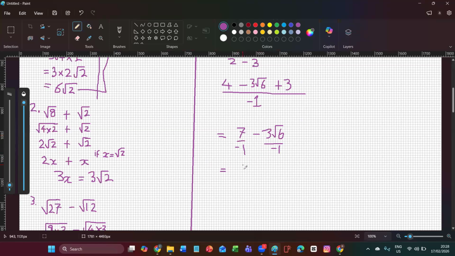So that 7 over -1 will become -7. And then the -3 root 6 divided by -1, the minus minus will become plus. So that will now put 3 root 6 in front because it's the positive one, minus 7. And this is your final. This is how you are looking at it, maybe among the options. This is how it should look: 3 root 6 - 7.